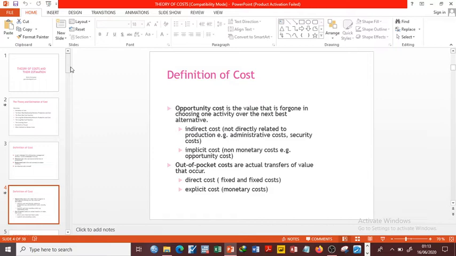Then there is what we call out-of-pocket costs. Out-of-pocket costs are monetary costs, right? And monetary costs are also referred to as direct costs or fixed costs. Monetary costs are also referred to as explicit costs. So whereas the indirect costs are referred to as implicit costs, the direct costs are also referred to as explicit costs.